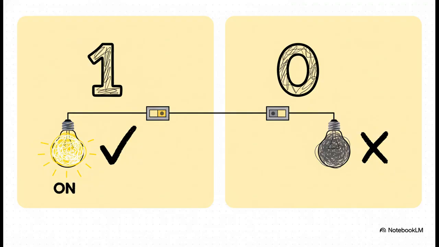So in this super simple language, we basically only have two words. We represent true, or an electrical circuit that's on, with the number 1. And we represent false, or a circuit that's off, with the number 0. And that's it. That's the entire vocabulary. Everything a computer thinks, says, or does is built from just those two little numbers.